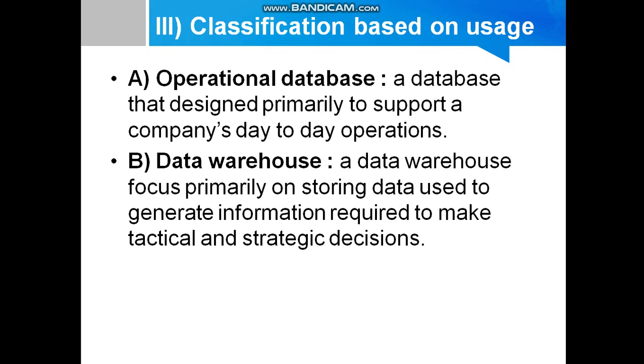And next one, data warehouse. Data warehouse focuses primarily on storing data used to generate information required to make tactical and strategic decisions. The main difference between operational data and data warehouse is that operational data is present data, and data warehouse is present and previous data. It means a data warehouse is a big database and operational data is a small database. The present information is stored in the operational database, and historical data and present data are both contained in the data warehouse.